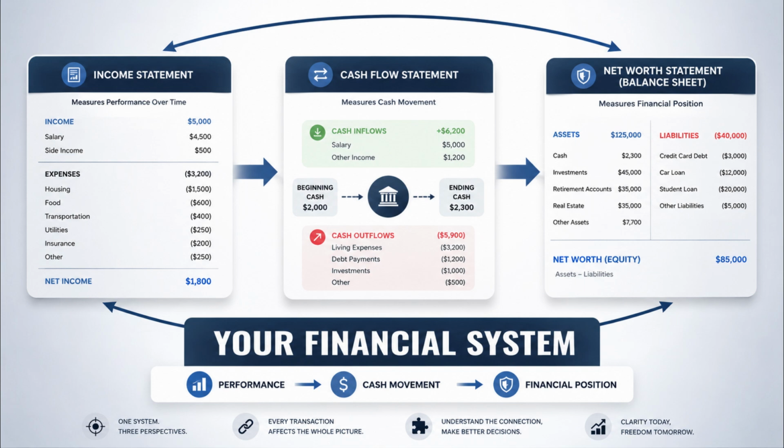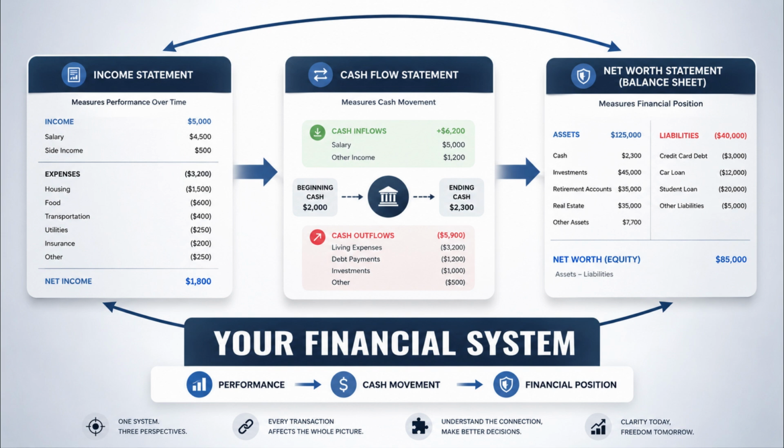So your income statement explains performance. Your cash flow statement explains the movement of cash, whether that be due to daily activities, investing activities, or financing activities. Your net worth statement explains position. But most people never see how they all connect together. In this episode, we build the bridge between all three statements and show how one transaction flows through the entire system.